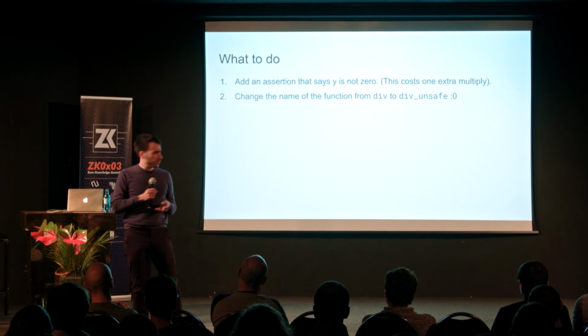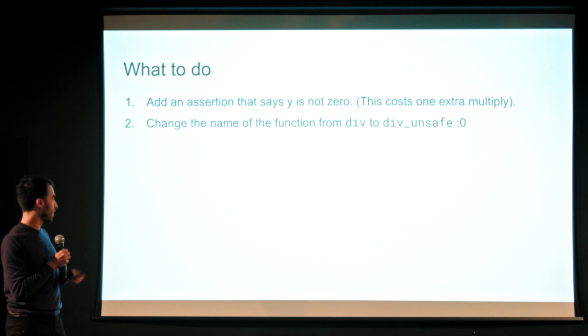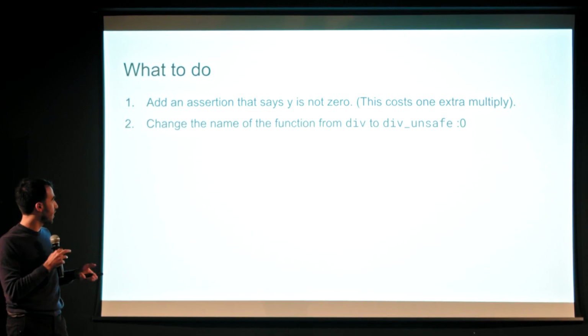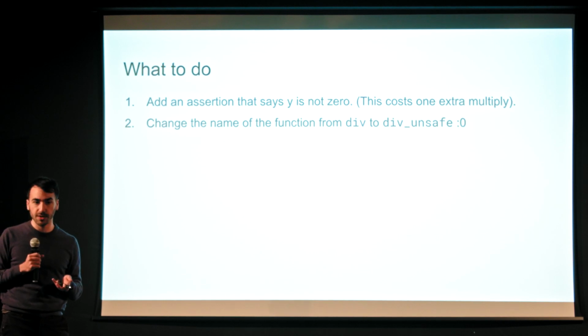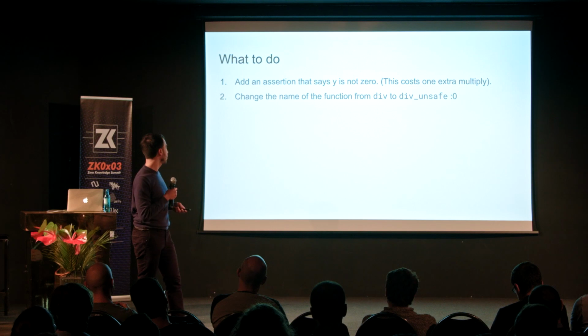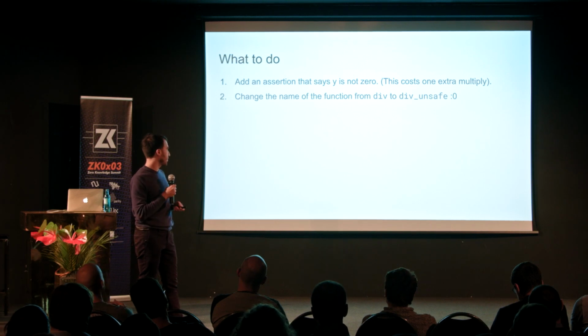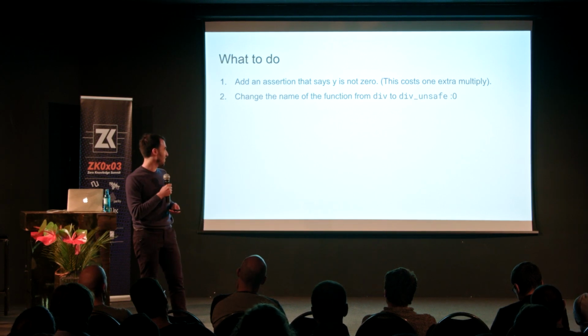So there's a few things you can do about this. You can add an assertion that says y is not 0, like the second argument. That would cost you an extra multiplication, so not great, but still a lot better than 256. So now it costs 2 instead of 256. Another thing is you could change the name of the function from div to div unsafe and forget about it.